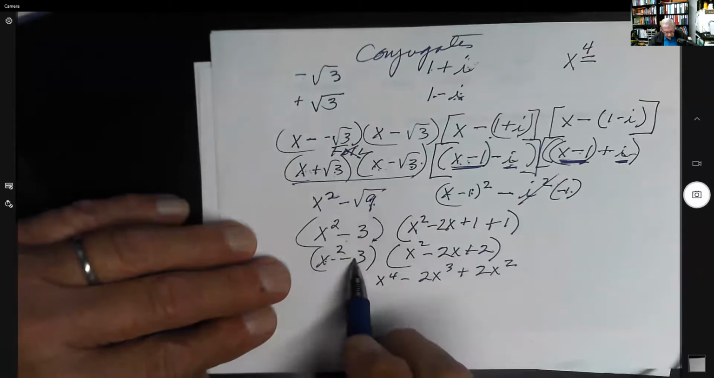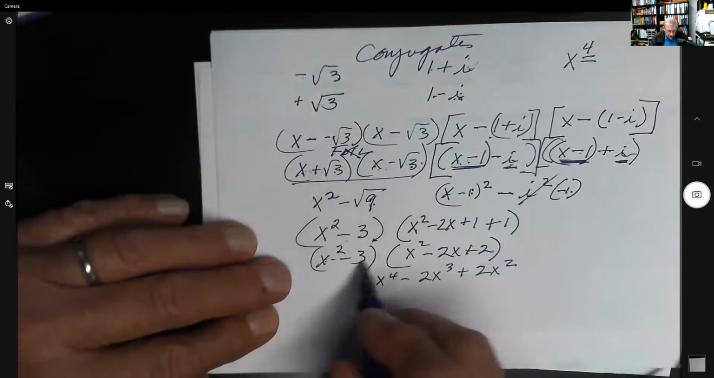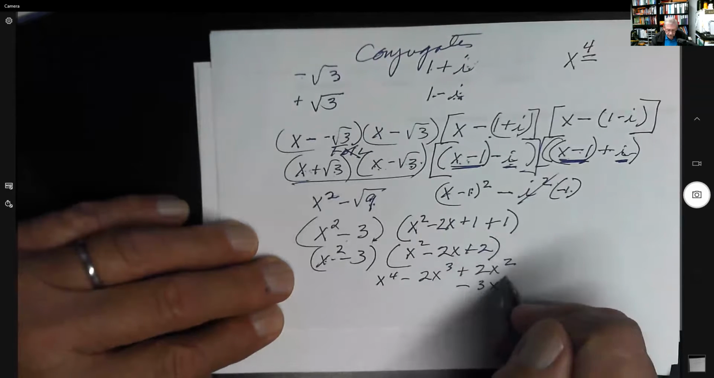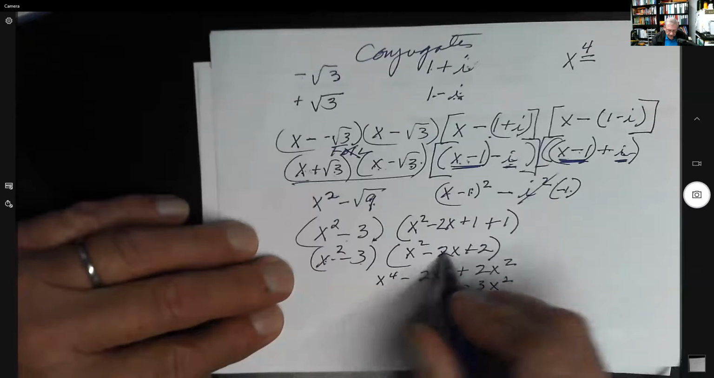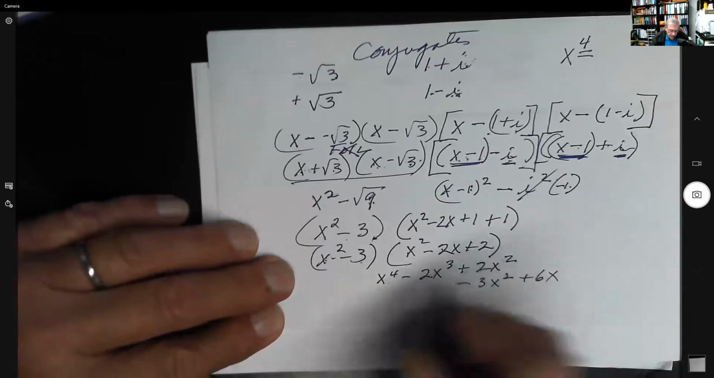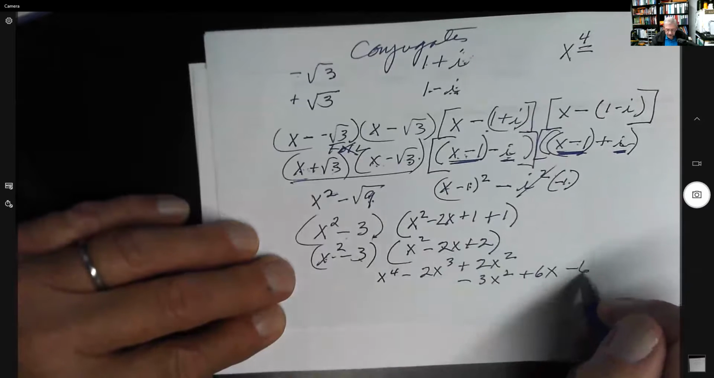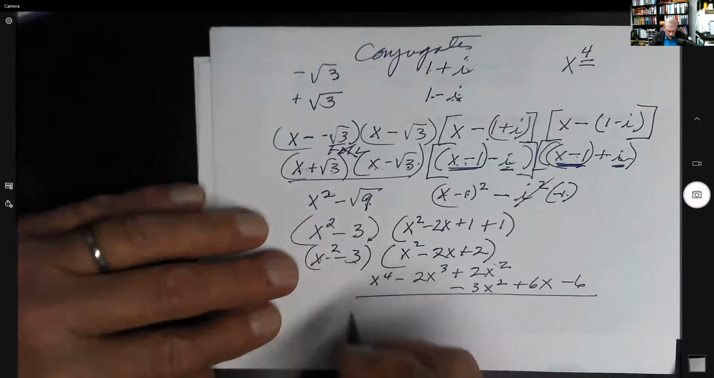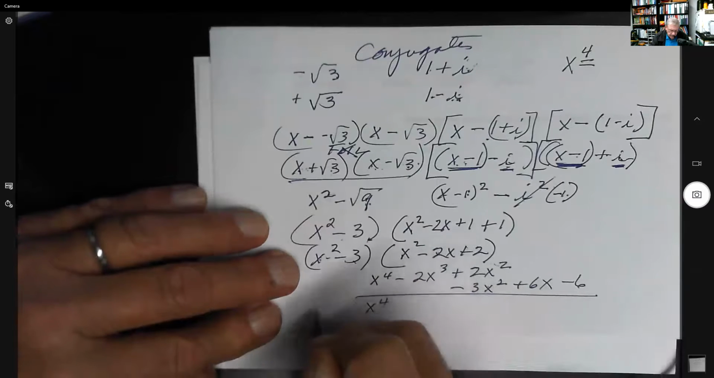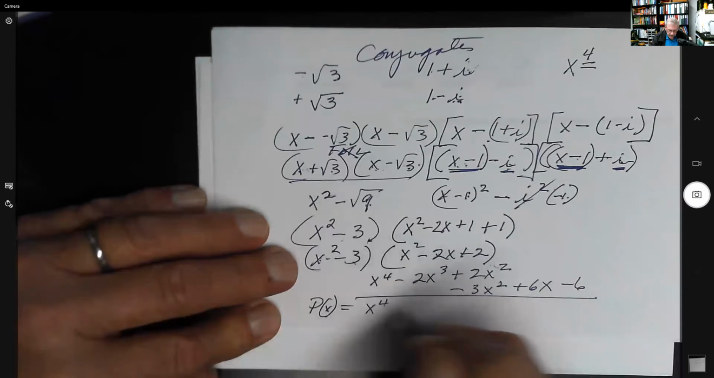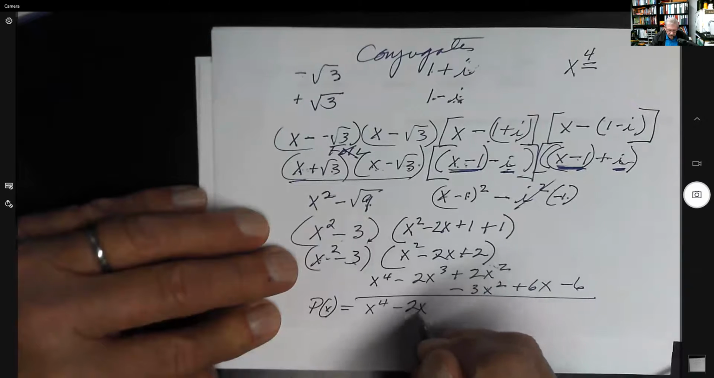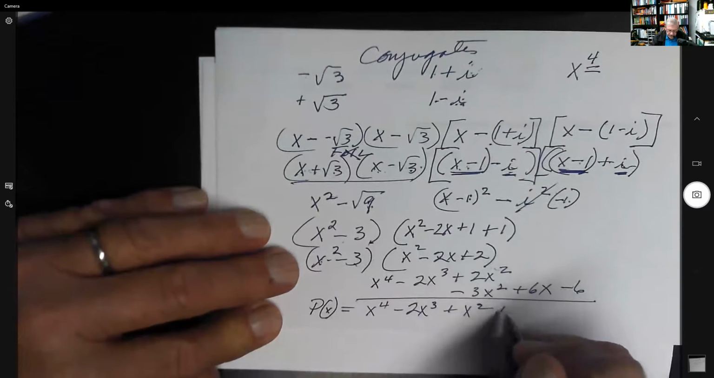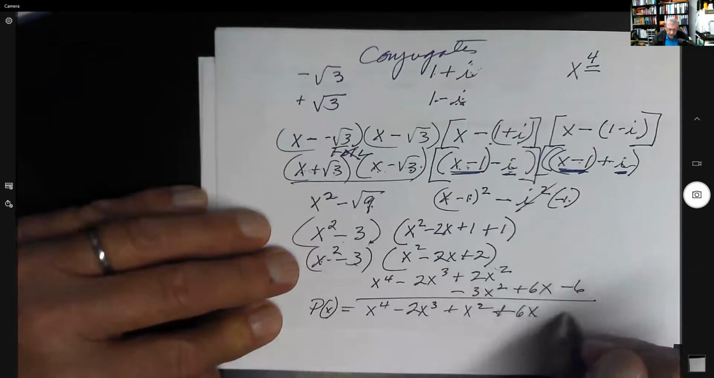Now I'm going to multiply the negative 3 times each term. Negative 3x squared, positive 6x, and a negative 6. I put these two terms under each other so it's a little faster to do. This is my polynomial now: x to the 4th minus 2x cubed plus x squared plus 6x minus 6.